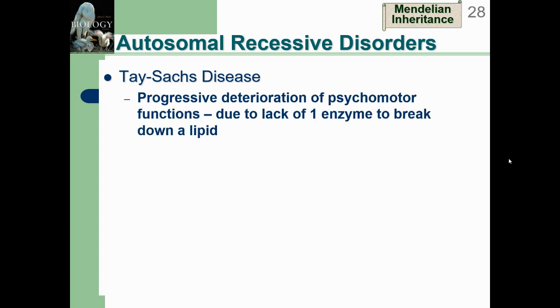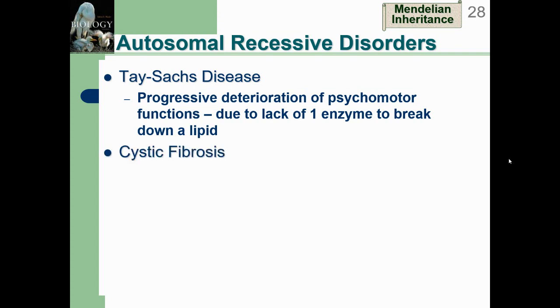So some examples of autosomal recessive disorders. You think back to our research into enzymes and some of the disorders you looked up. I think some of you looked up Tay-Sachs disease. It's progressive deterioration of psychomotor functions due to the lack of that one enzyme to break down a lipid to do its job. So that was the inheritance pattern. You noticed those inheritance patterns and wondered about those.